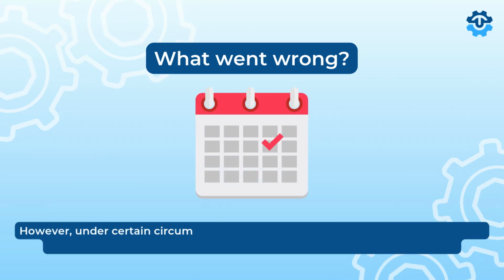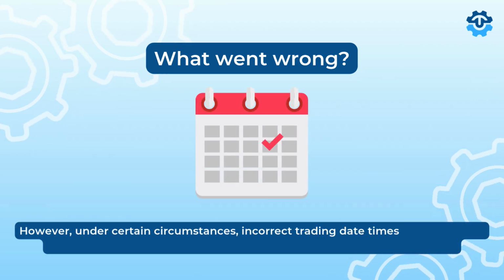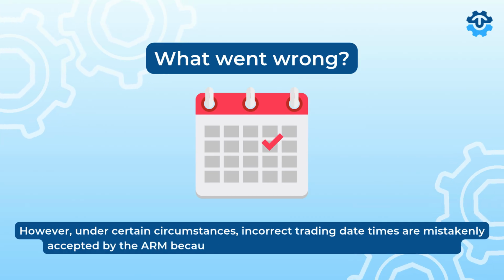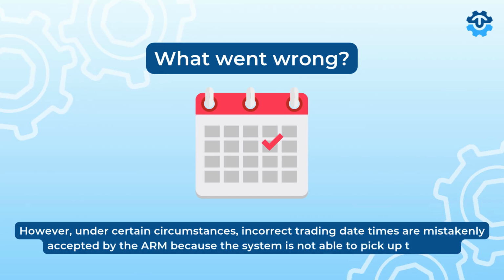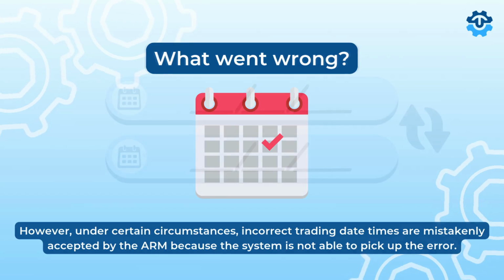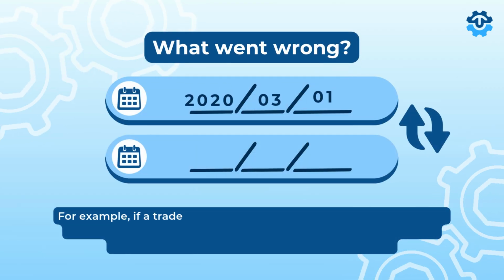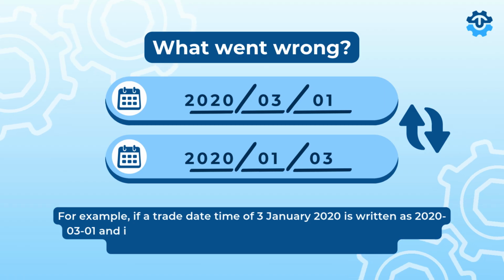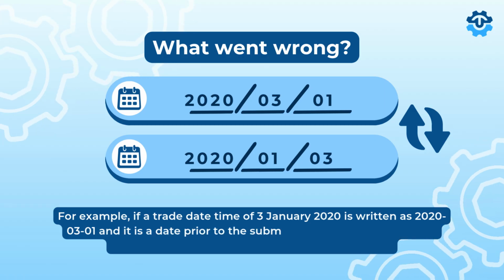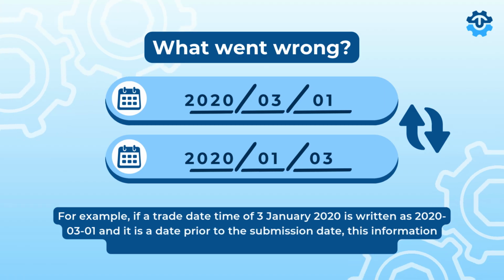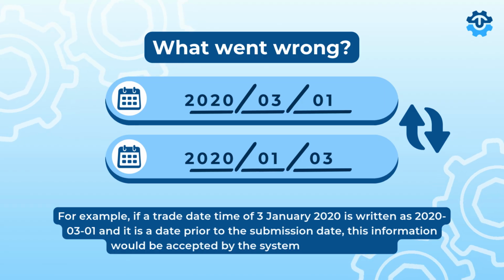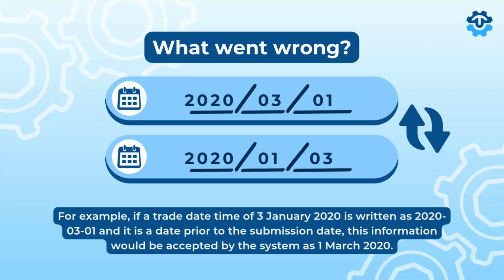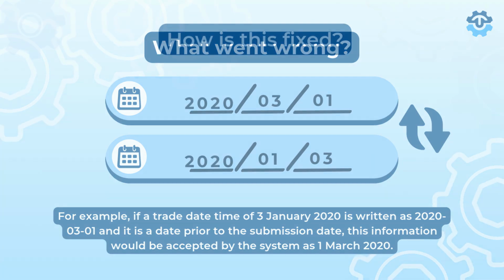However, under certain circumstances, incorrect trading date times are mistakenly accepted by the ARM because the system is not able to pick up the error. For example, if a trade date time of the 3rd of January, 2020 is written as 2020-03-01 and it is a date prior to the submission date, this information would be accepted by the system as the 1st of March, 2020.